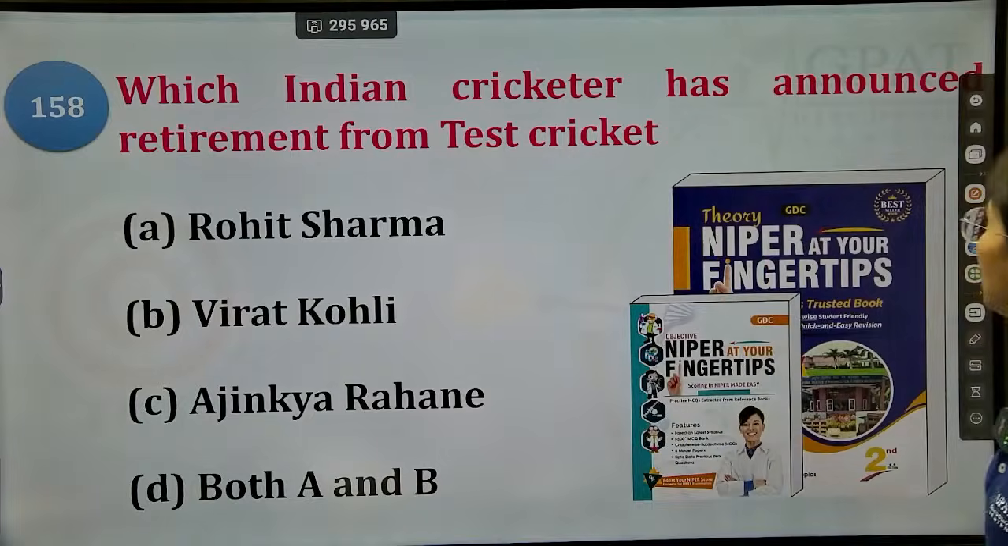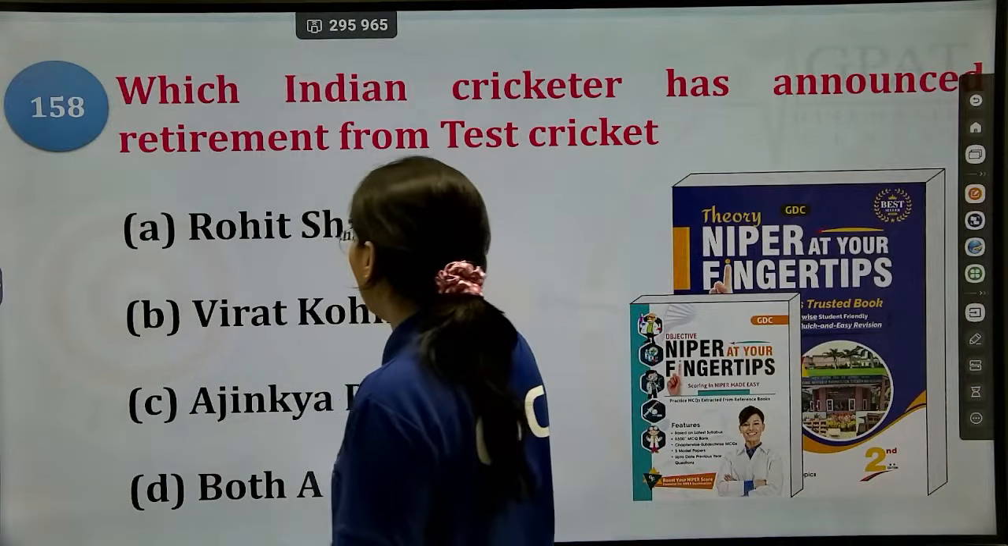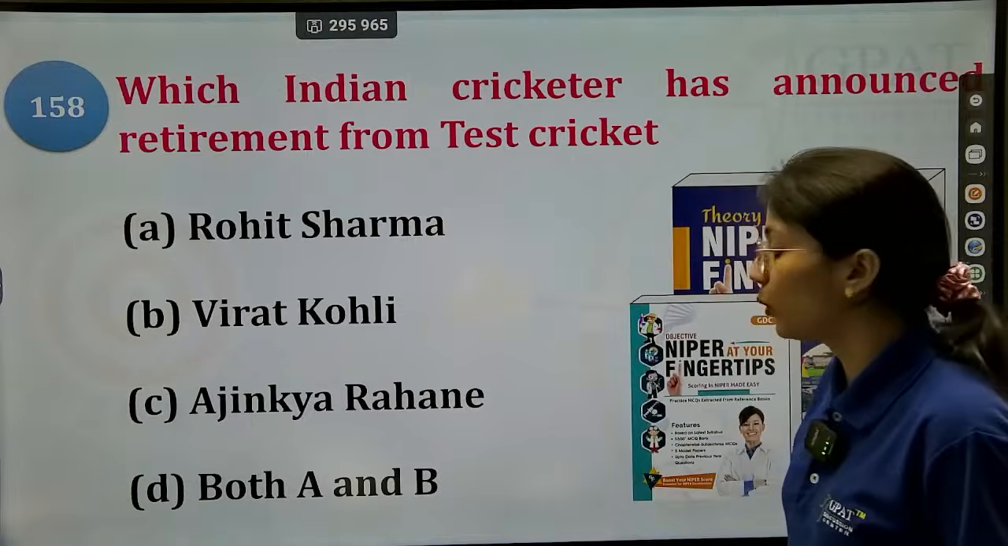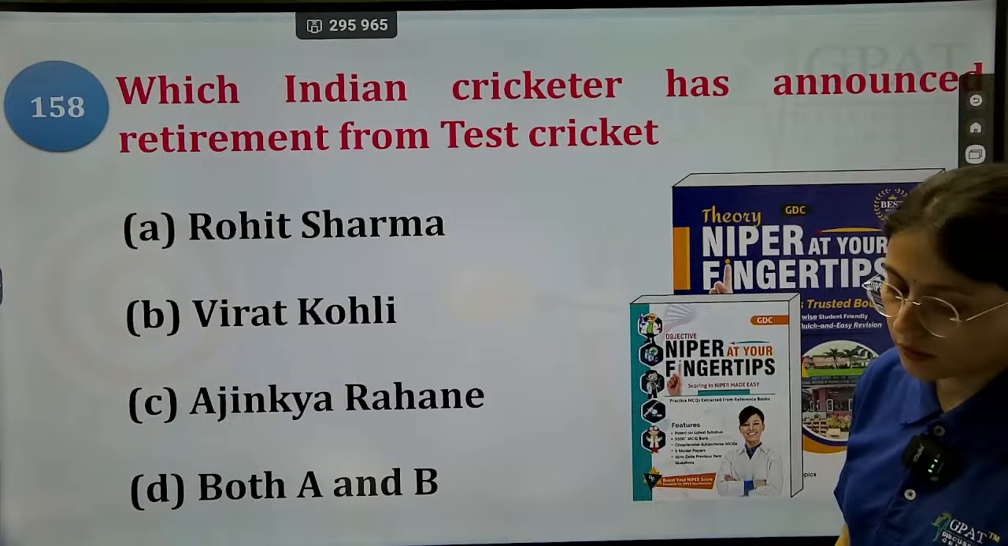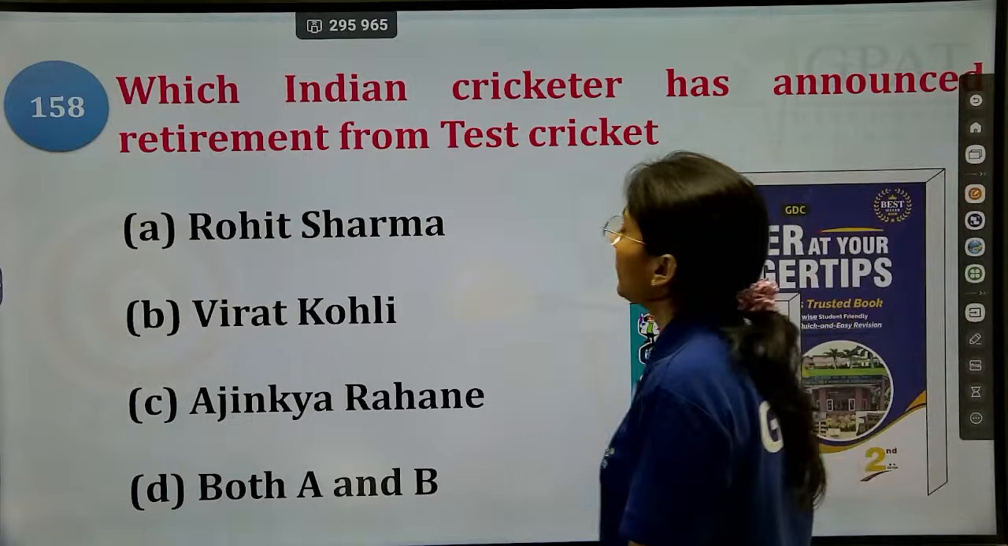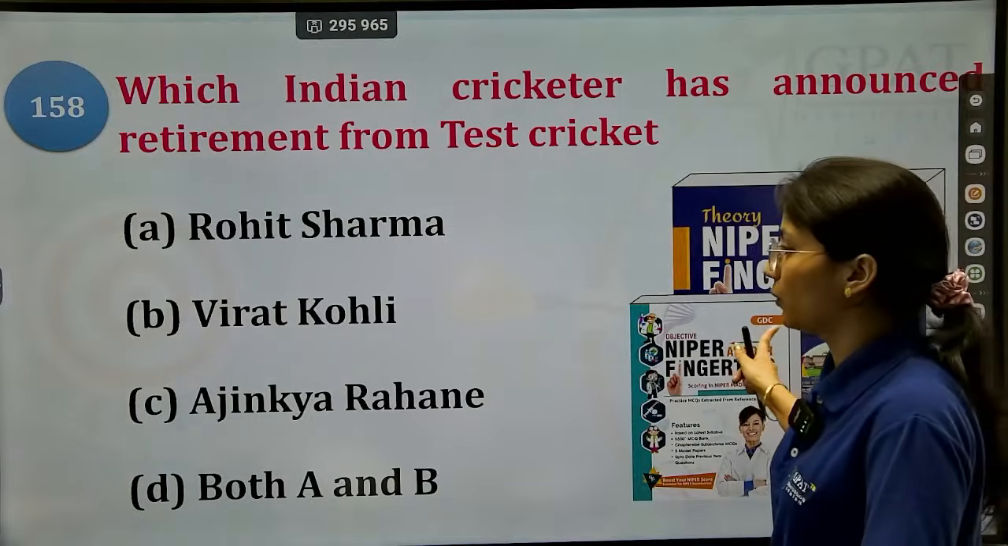Which Indian cricketer has announced retirement from Test cricket? Rohit Sharma, Virat Kohli, both A and B. That is Rohit Sharma and Virat Kohli. Answer is what? That is Rohit Sharma and Virat Kohli. That is option number D.